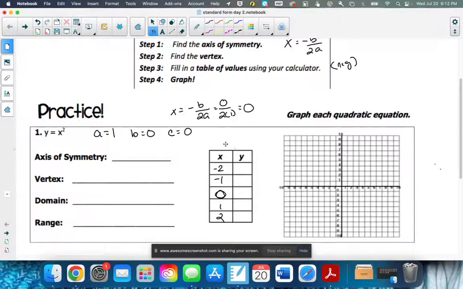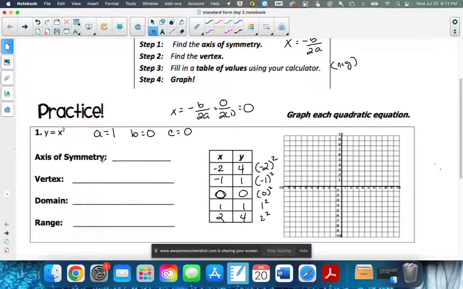All right, and we're going to substitute these in. Again, we're going to use parentheses when we deal with negatives. So this is going to be negative 2 squared, which is 4. Negative 1 squared, which is 1. 0 squared, which is 0. 1 squared, which is 1. And 2 squared, which is 4. We have that nice symmetry going on.